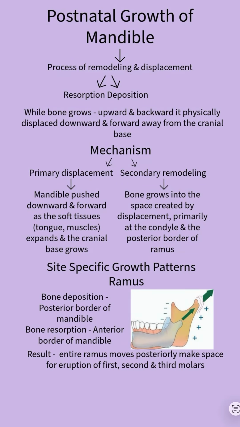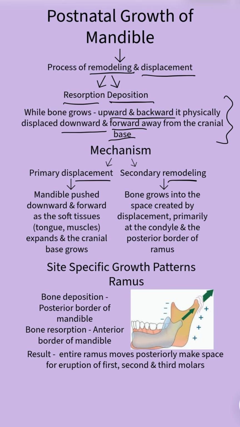Postnatal growth of the mandible goes through the process of remodeling and displacement. Remodeling includes resorption and deposition of bone. Start with the mechanism of postnatal growth. To understand mandibular growth, one must distinguish between two simultaneous processes: primary displacement and secondary remodeling.